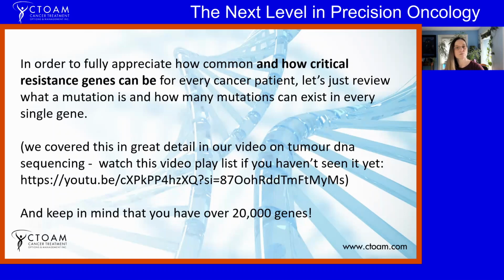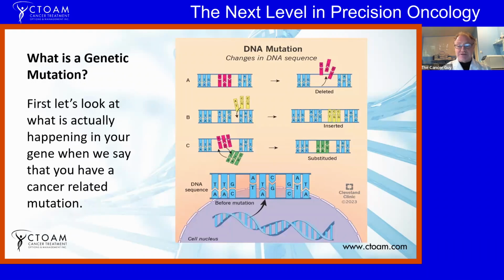In order to understand how this works and how common and how critical resistance gene mutations can be for every cancer patient, we need to go over this a little bit and understand exactly what is a mutation. Now, we have covered this before. There's a video link there. But keep in mind that we have 20 to 25,000 genes, and that's just the start of it. So what is a genetic mutation? Okay, so basically a genetic mutation is a change in the DNA base pairs.